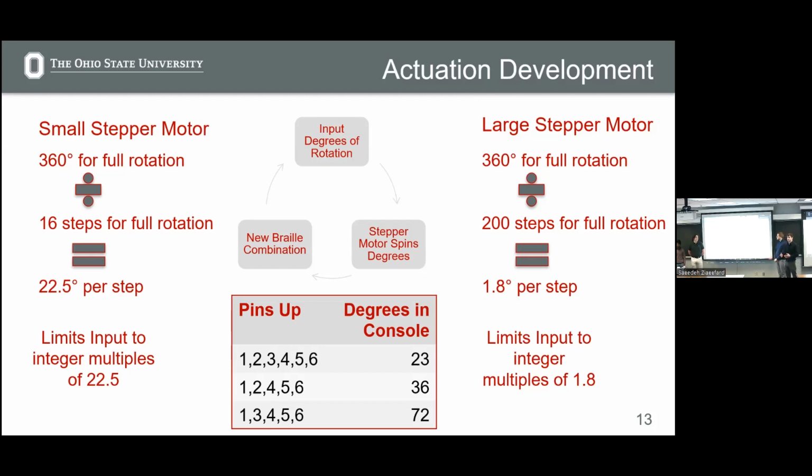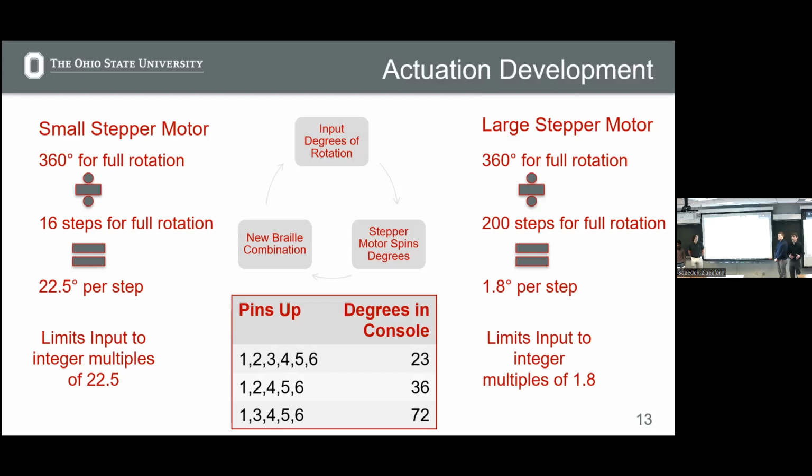What we quickly found with testing is that this might be very difficult, because for a 360 degree revolution of one cam, that takes 200 steps with the large stepper motor, which means that each step goes 1.8 degrees, meaning that you're limited. If you put anything under 1.8 degrees, it's going to default to 0. Anything over defaults to 1.8. And you're limited to multiples of 1.8.